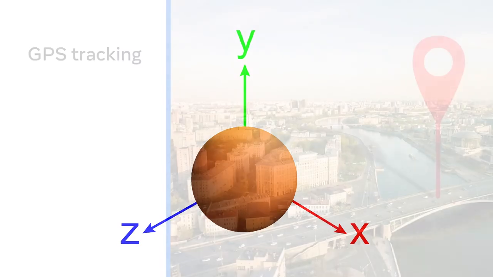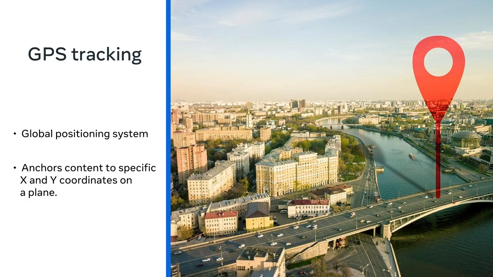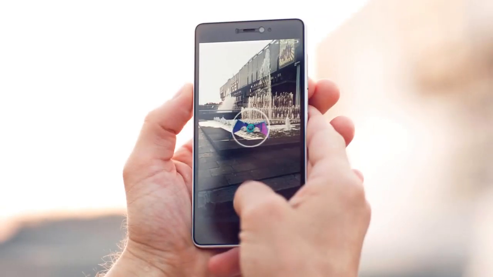Global position system tracking is what most users are familiar with, as it is commonly used for maps. This technology anchors content to specific global positioning system X and Y coordinates on a plane. A common example of global positioning system tracking use in AR is Pokémon Go, in which you need to know where you are in the world in order to play the game.